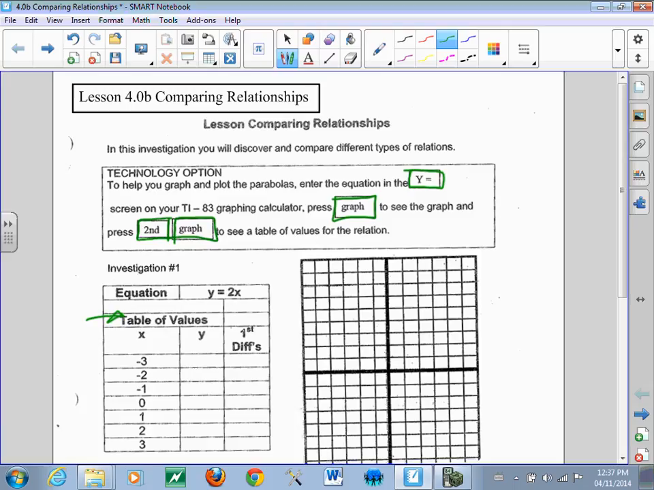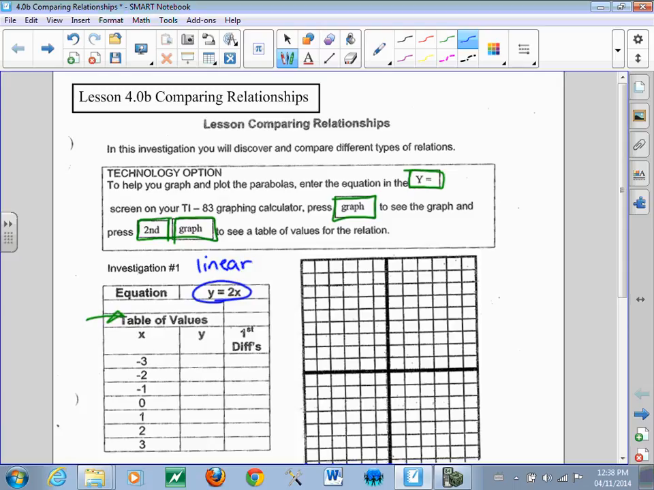All right. So first of all, ladies and gentlemen, we're going to start with investigation 1. Looking at this equation, can you tell me if it's linear or nonlinear? Well, hopefully you know the answer that this is a linear relationship. Why? Because there's no visible exponents, okay? And it looks like it's in the form y equals mx plus b.